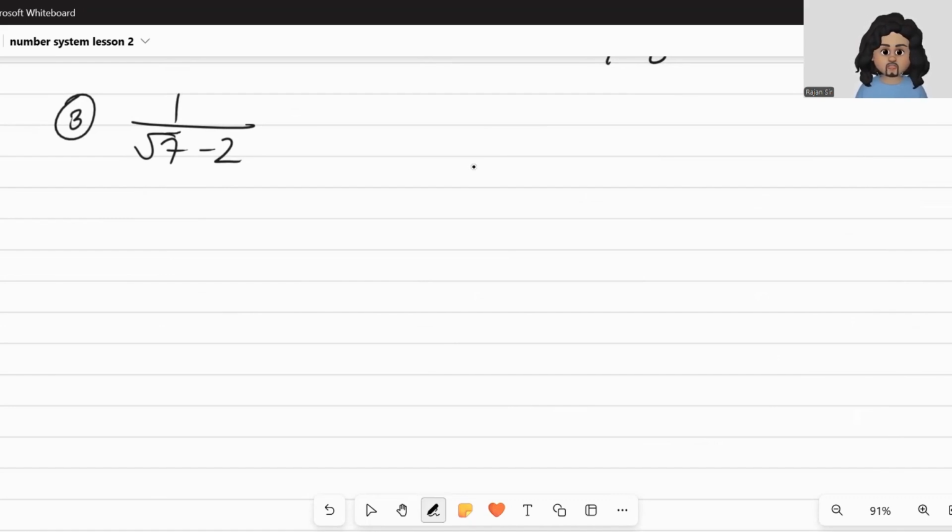In this case, there's only a root on the one number. So is your denominator rationalized? Yes, the denominator is not in the rational form, it's in the irrational form. So you take the conjugate. So what should we do? We take the same number, like I said, take the conjugate sign plus and keep the same number.